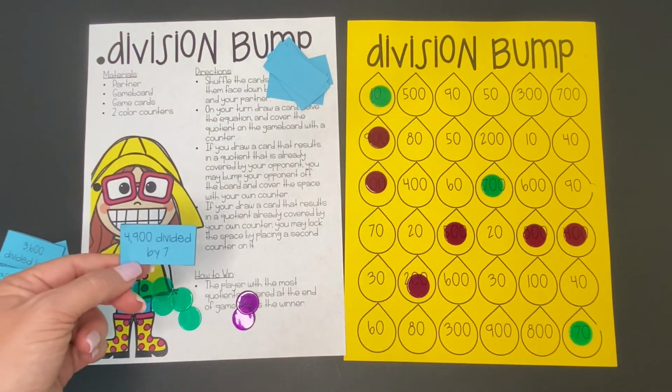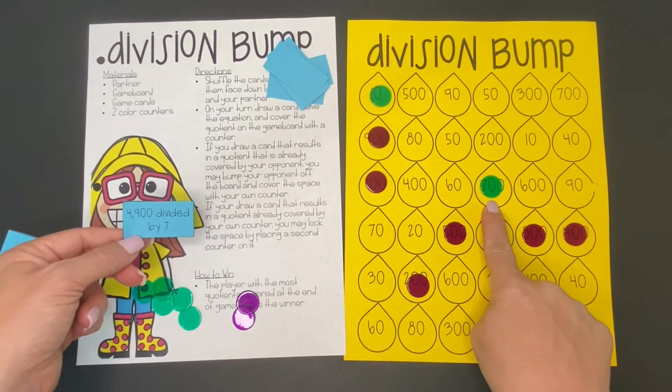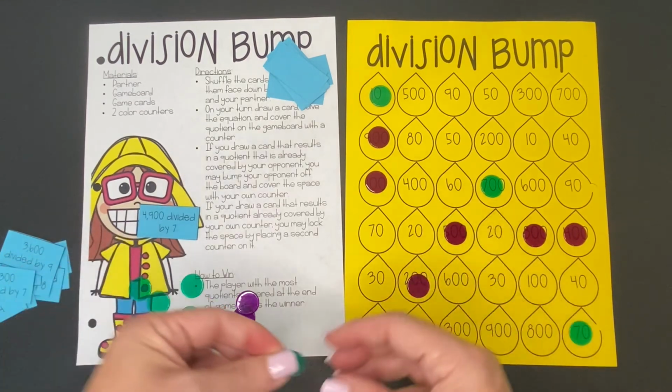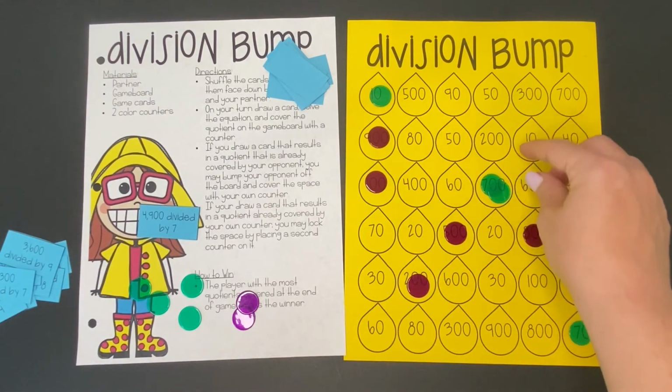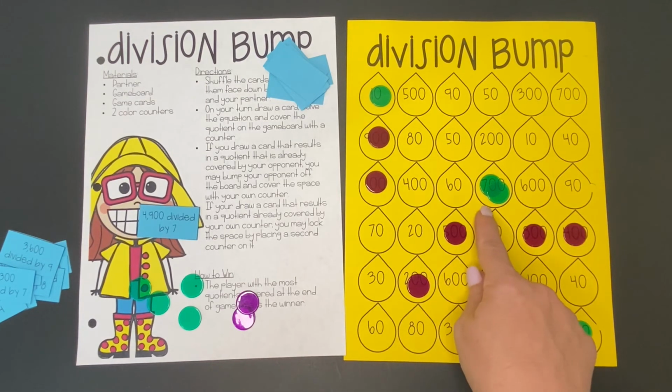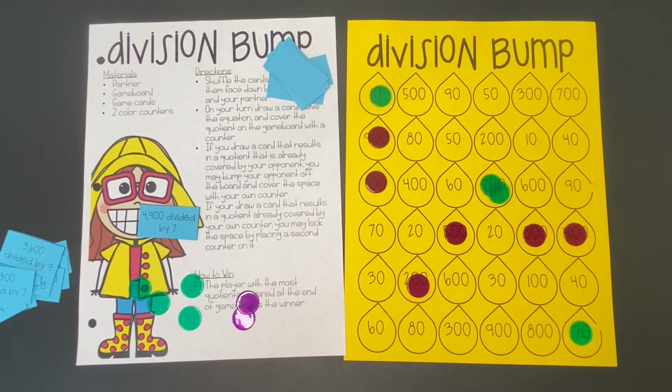Now, I think our partner already has, they do. Look, our partner already has a 700, so what they can do now is they can lock that. If they put another counter on that same 700, now that one's locked, and I can't bump them off anymore, right? That one will be theirs forever until the end of the game. So you're going to keep playing this way until all the numbers are filled, or until time runs out, okay?